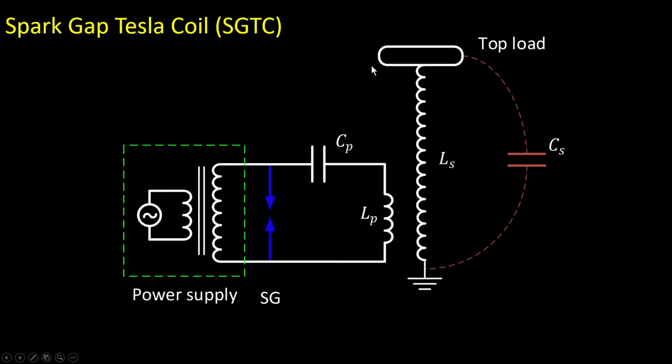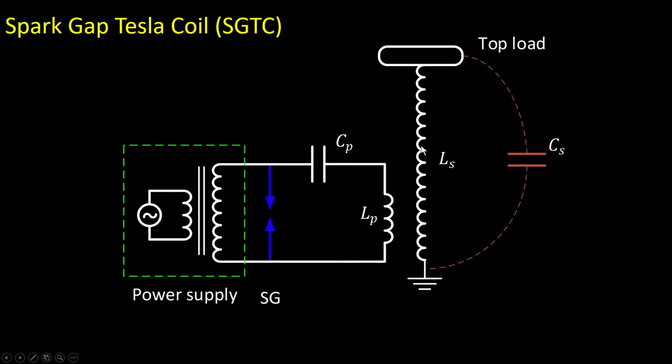And because we have a metallic object here, and this is the ground, there would also be another capacitance between this top load and ground. So the self-capacitance of the coil together with the capacitance of the top load will add together and create this secondary capacitance. Now this secondary capacitance is a stray element. It's not a real component, but a stray capacitance.